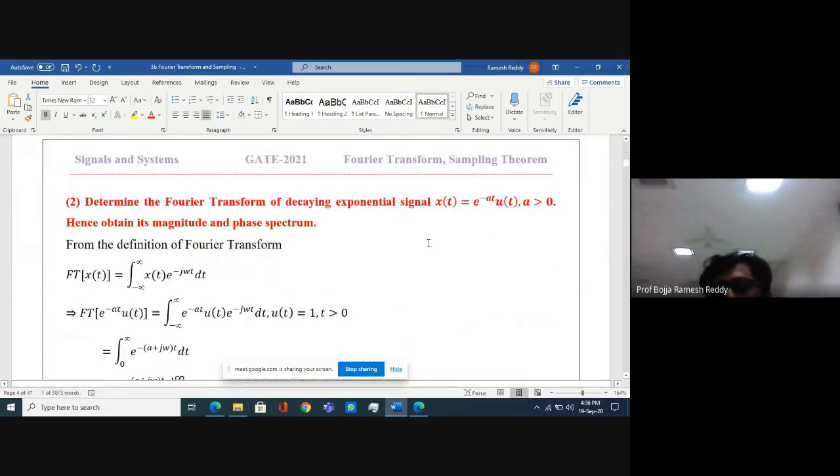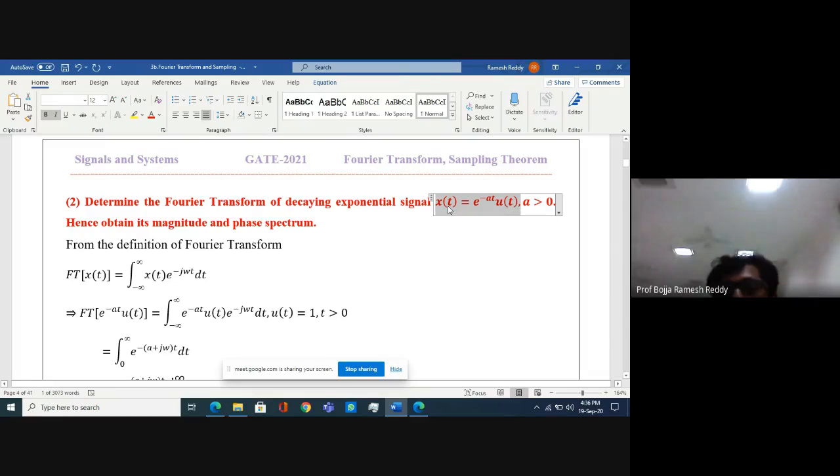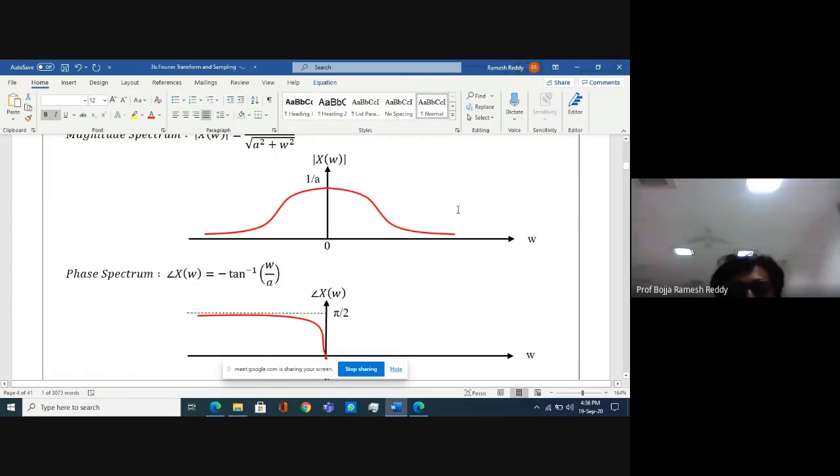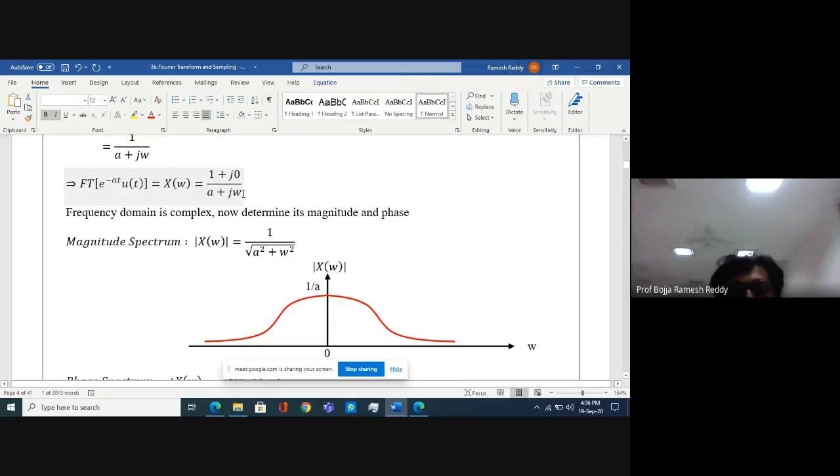See this problem. Here x of t is real or complex or imaginary? The signal. Is this real signal? Yes, exact. This is real signal. Now coming to frequency domain. Frequency domain, how much? 1 by a plus j omega.